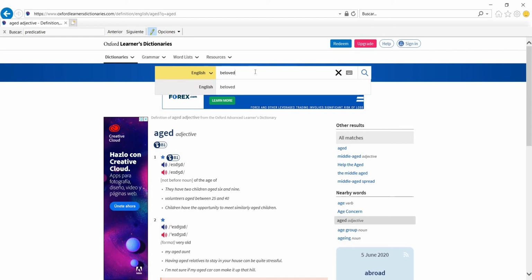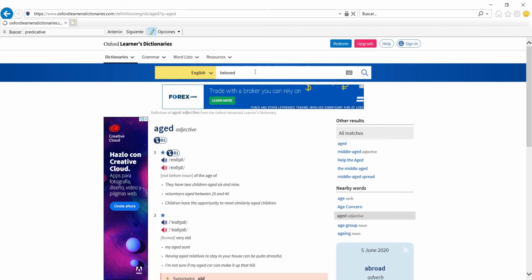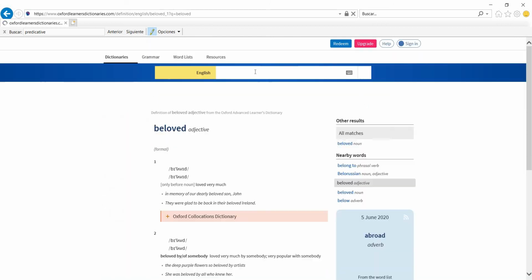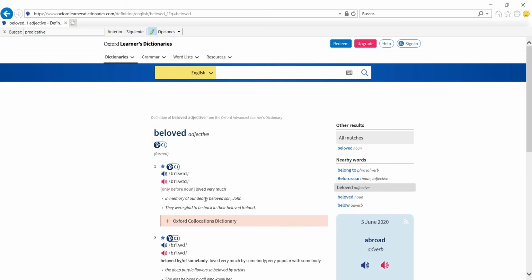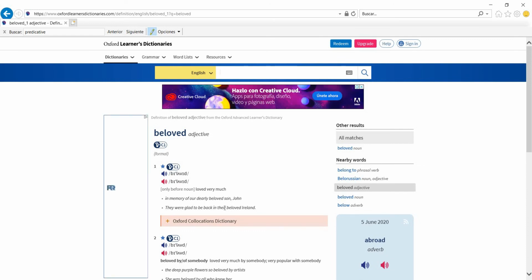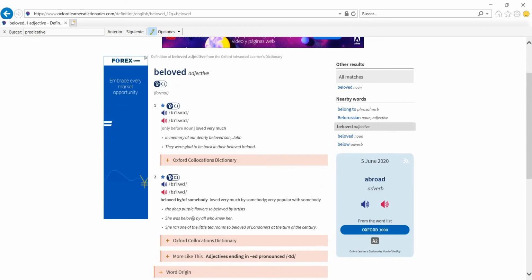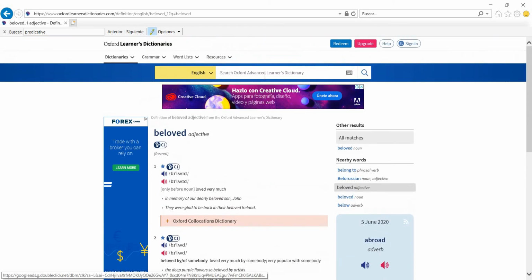Now with beloved, we have the same difference. Beloved, you love very much, so your beloved son, beloved Ireland. But beloved, in beloved by artists, beloved by all who knew her, beloved of Londoners, you notice that this is a more verbal version. Beloved by, more like a verb.